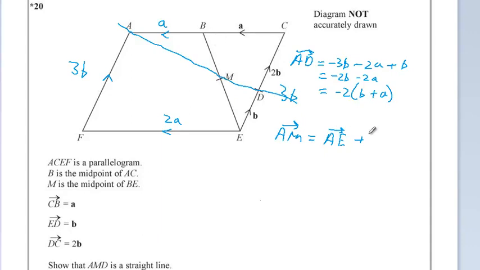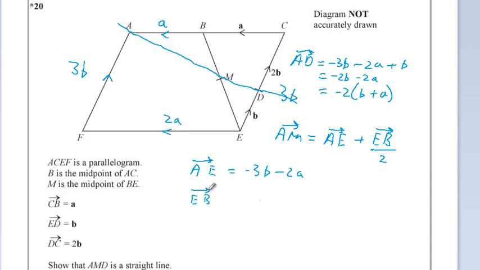So let's have a look at that then. So that's going to be E to B and a half of that. So A to E first. Is minus 3b minus 2a. Can we simplify that? No, not at this stage. And then E to B over 2.